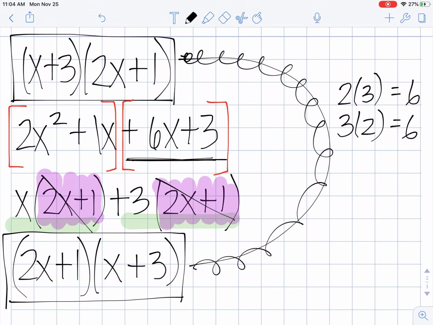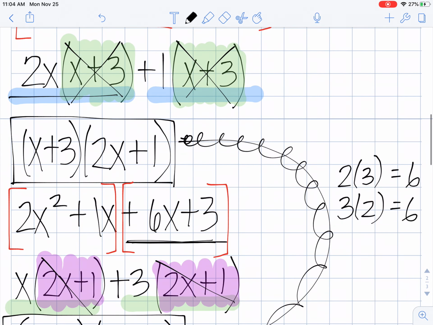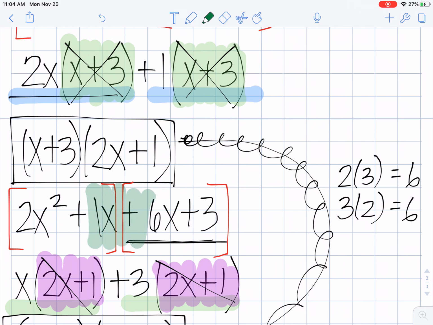So when you're doing these problems, it doesn't matter when you rewrite them if you rewrite it as 6x plus 1x, or if you rewrite it like we did here as 1x plus 6x. You get the same answer.